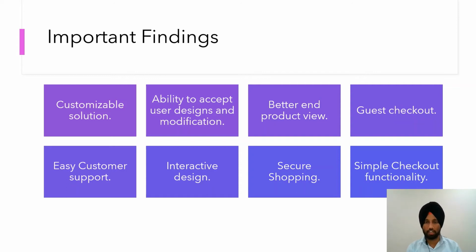The next one is the better product view. Each product must have its own category. Teas must have their own category and mugs must have their own category and so on. Two or more products must not mix with each other on a single page. The next one is guest checkout. The guest checkout functionality allows the customer to check out from the website without saving their details onto the website database. This feature is also an important part.